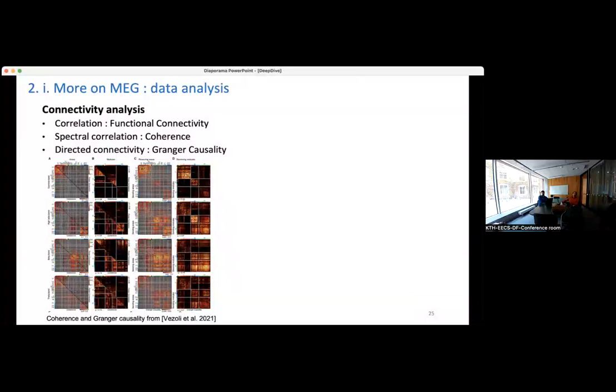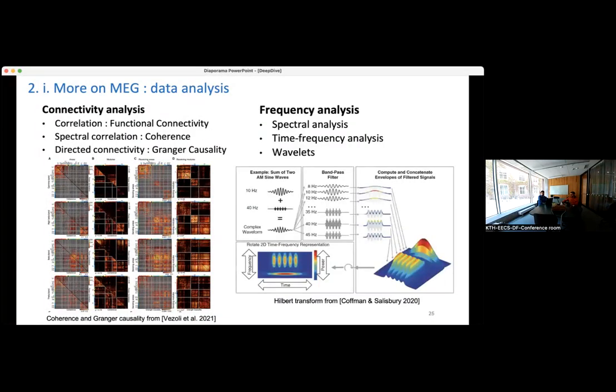And then you can analyze it in many ways. The two big categories are connectivity analysis, where you can use different techniques like classic correlation, like Pearson, and you can also use spectral correlation or directed connectivity. And then the other part is frequency analysis, where you can look at the power spectrum, for instance, and you can also look at the link between time and frequency, and also use signal processing, like wavelets.